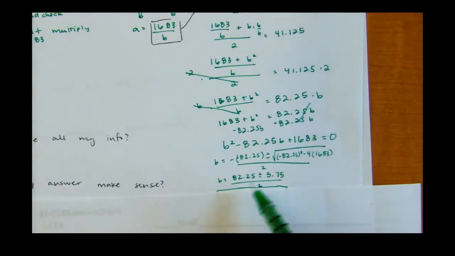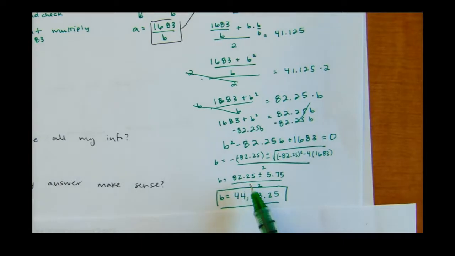From there, I'm going to simplify this equation, so I'll have 82.25 plus 5.75, and I'll divide that by 2. When I do that, I'll end up at 44. When I take 82.25 and subtract 5.75, divided by 2, I end up at 38.25. And those should be my two numbers for what b equals.